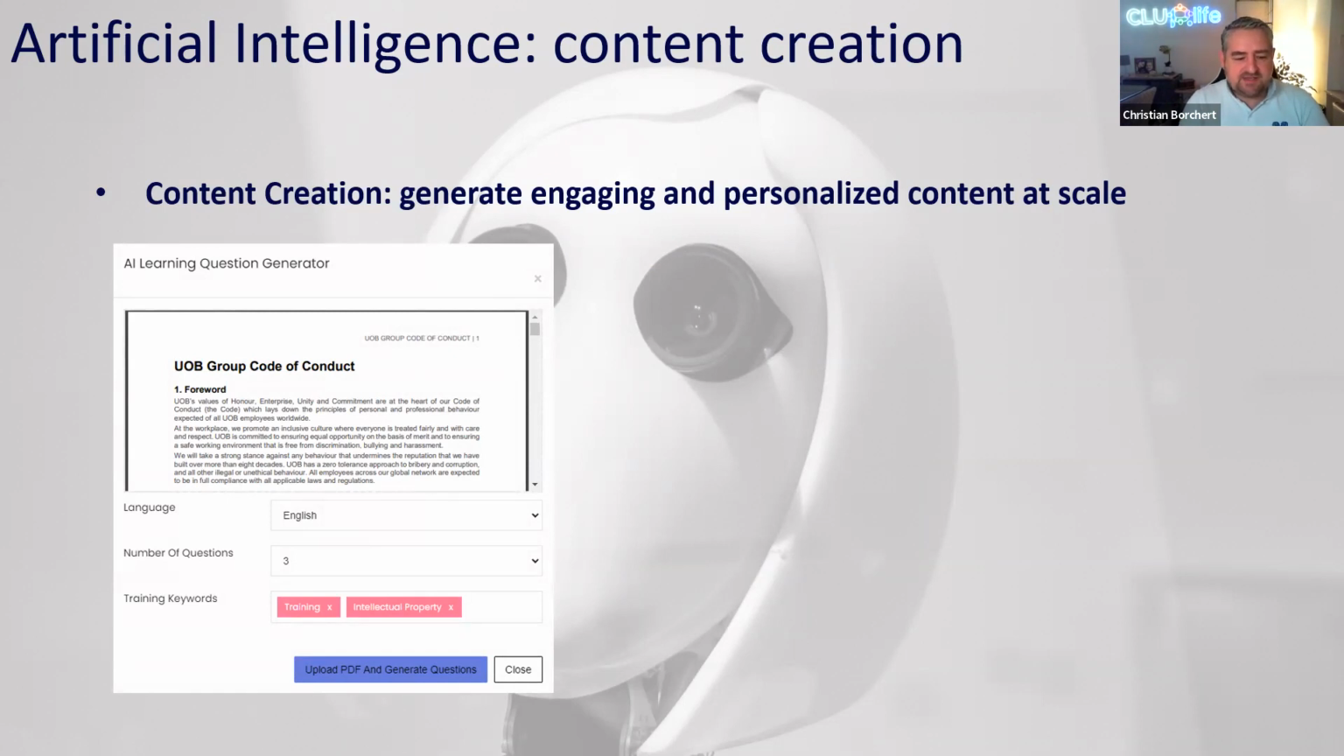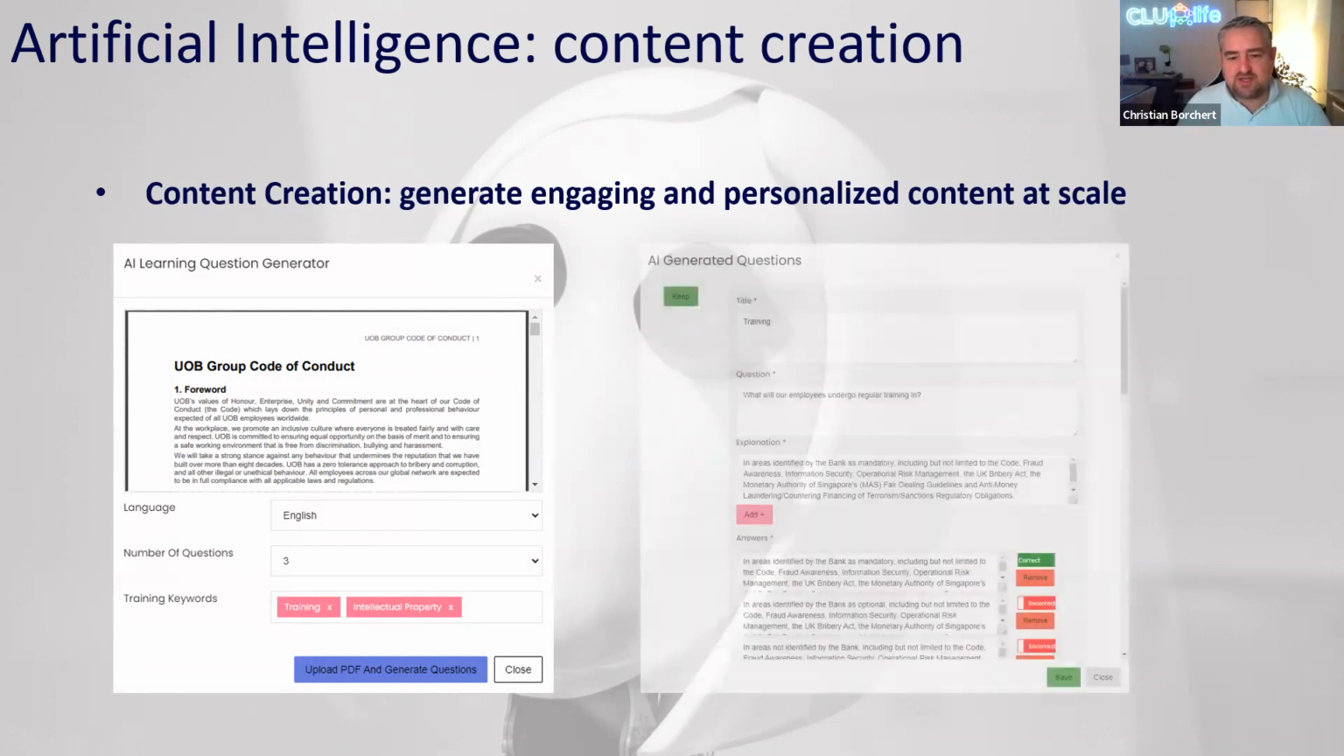And you can even say keywords that are in the text, and the artificial intelligence will pick up on those keywords and then formulate the questions around those keywords. And as a result, you will get a proposal for a title, a proposal for the question itself, the explanation, and then different answer options, whereby some of the answers are correct and some of them are incorrect.